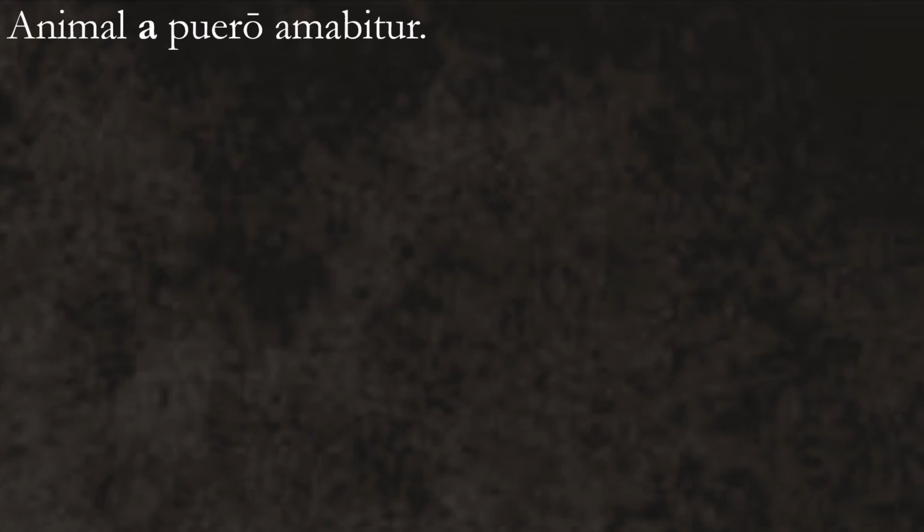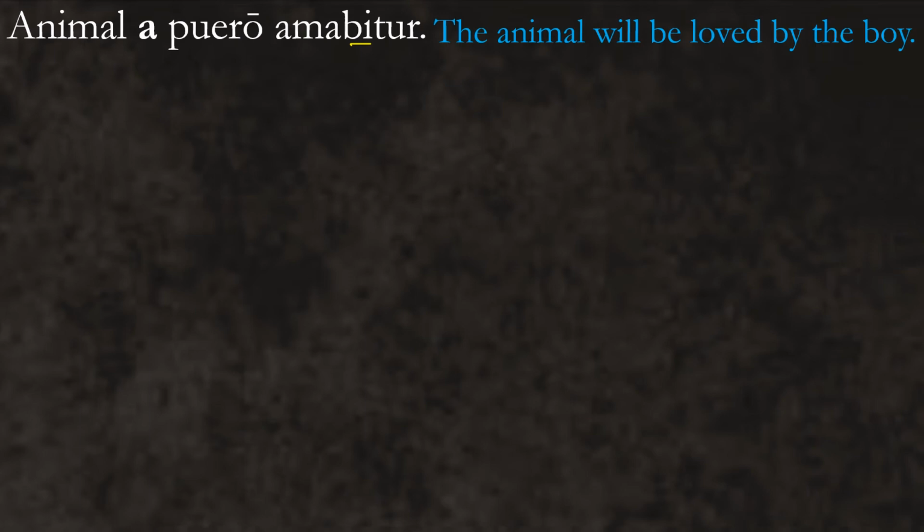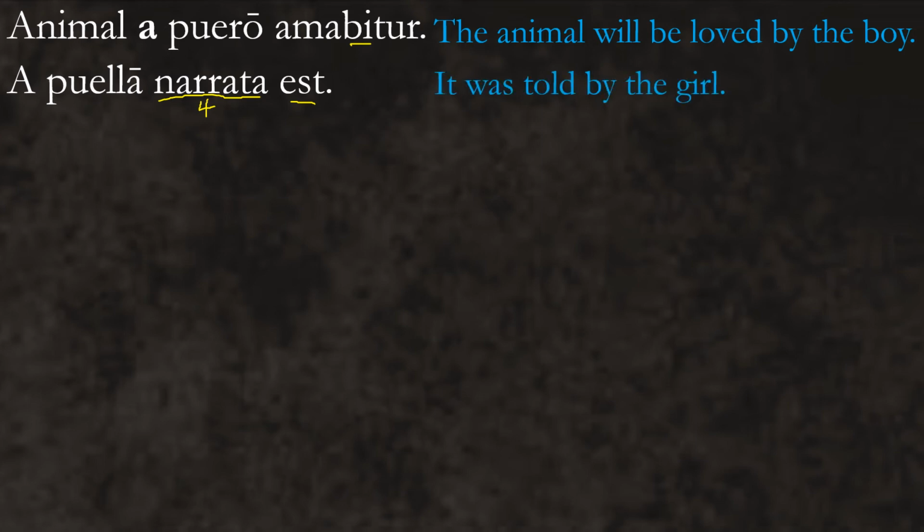Animal a puero amabitur. Oh, we've seen bi before in the future. So the animal will be loved by the boy. Puella narrata est. This is one of those two-parters. We have the fourth principal part here, and we've got sum here, which is used for the perfect passive. Was told. A puella narrata est? It was told by the girl.